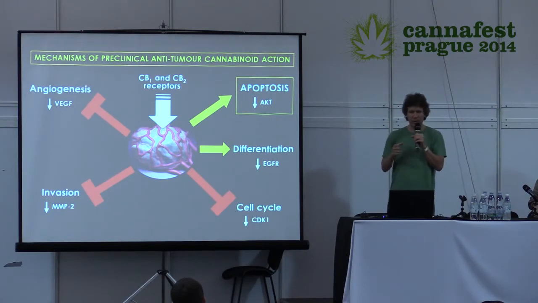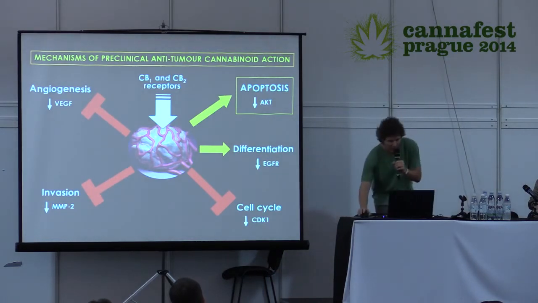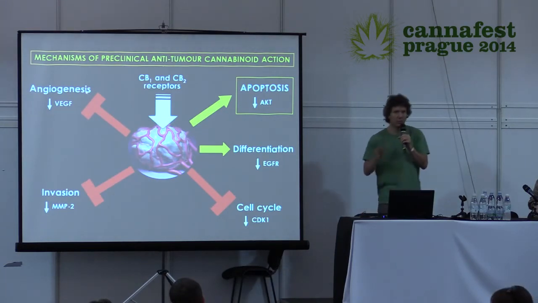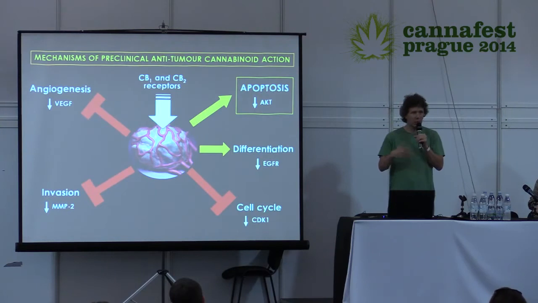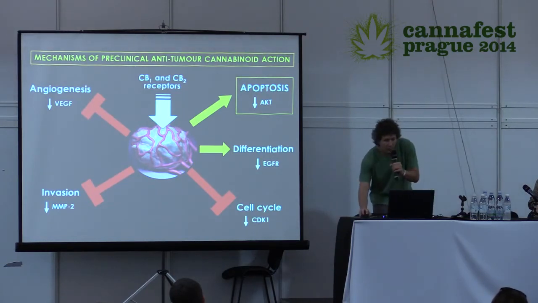So every tumor needs to develop a particular blood vessel network to get the nutrients and the oxygen from the host, from the patient. That process is called angiogenesis. So decreasing angiogenesis is one of the strategies nowadays to try to decrease tumor size. Cannabinoids, we have seen in mice, can decrease angiogenesis.